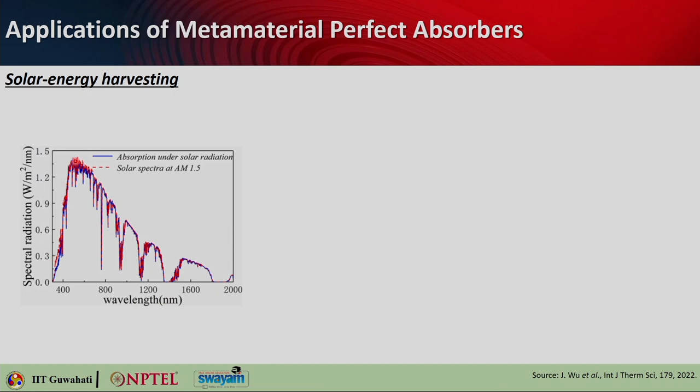You can have a black body radiation peaking around 5500 Kelvin, I believe, that can match this particular solar spectrum. But what is important here is that it tells you the range over which you are supposed to absorb. Now if you don't absorb anything beyond, say, 1800 nanometers, you are not losing much, because only a very small portion of the solar spectrum lies beyond 1800. So you can design your absorber until here.